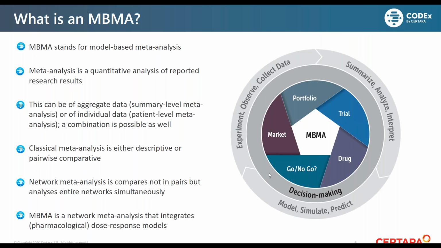Nowadays, we see more and more network meta-analyses, which, there's a lot of similarity between the methods, but you're basically looking not in pairs, but you analyze an entire network simultaneously. That has a number of advantages. And model-based meta-analysis is essentially a network meta-analysis that's slightly more complex in the sense that it can integrate, if it's feasible, dose response models or pharmacological models. It can be Emax models, it can be anything. But whether you can do that or not depends obviously on the data that you have at hand.